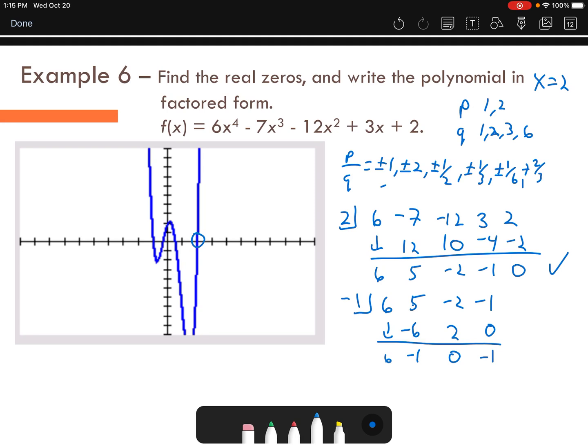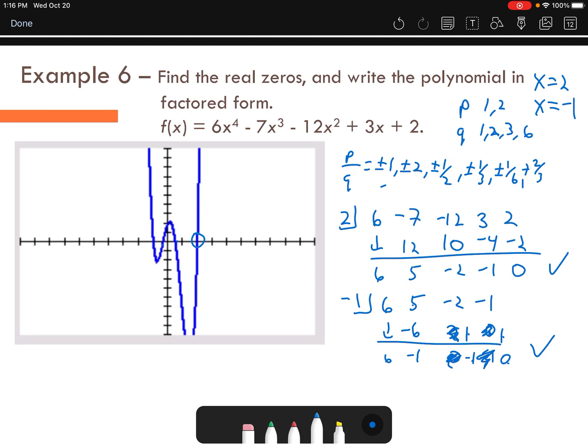Unless I did it wrong. 5 plus negative 6 is negative 1. There, I did do it wrong. That's negative 1, positive 1. It is a 0. There we go. Got to get my arithmetic correct. Negative 1 times negative 1 is positive 1. Negative 2 plus 1 is negative 1. Negative 1 times negative 1 is 1. Negative 1 plus 1 is 0. So x equals negative 1 is a 0.